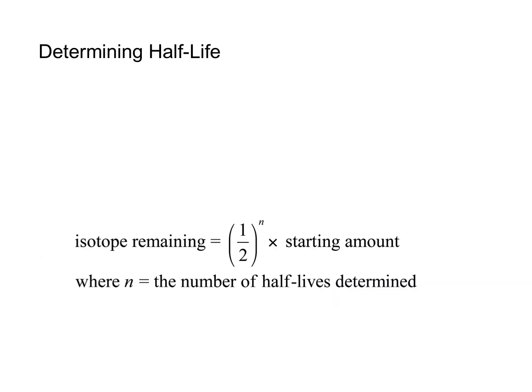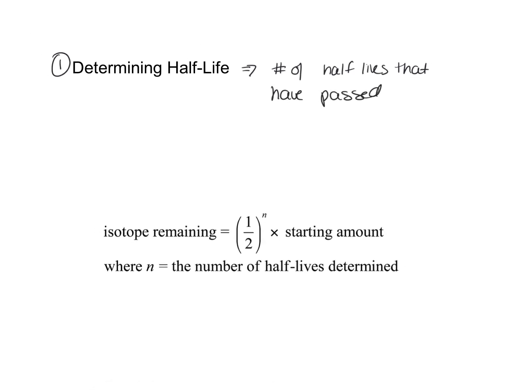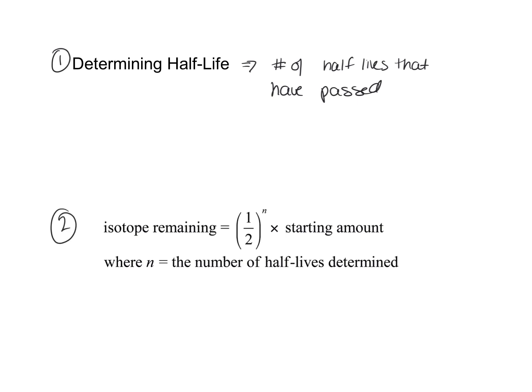So let's talk about some problems you'll solve with half-lives. When you have a question where it asks you to calculate the amount of an isotope remaining, the first thing you want to do is, one, determine the half-life, or the number of half-lives that have passed. And then two, you want to determine the isotopes remaining. We do this by taking 1/2 and raising it to n, which is the number of half-lives, and multiply it by the starting material. And that will tell us the number of isotopes remaining.